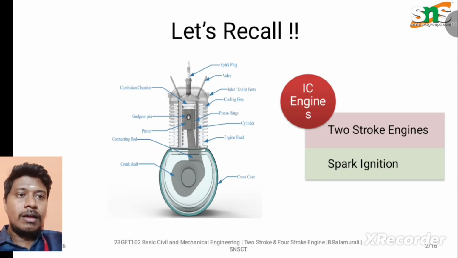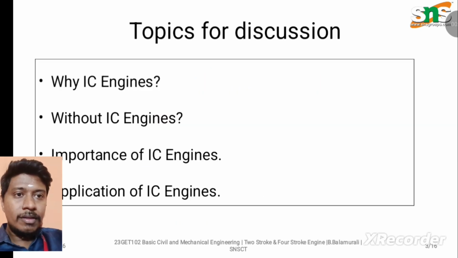Let's recall what an IC engine is. It is an internal combustion engine which has several parts, and it works on the principle of transferring chemical energy into mechanical energy. There are two types: one is the two-stroke engine, another is the four-stroke engine. Why IC engines, what would happen without IC engines, the importance of IC engines, and applications of IC engines. These are the things we are going to cover today.